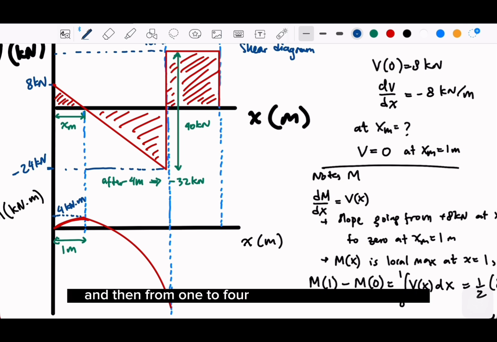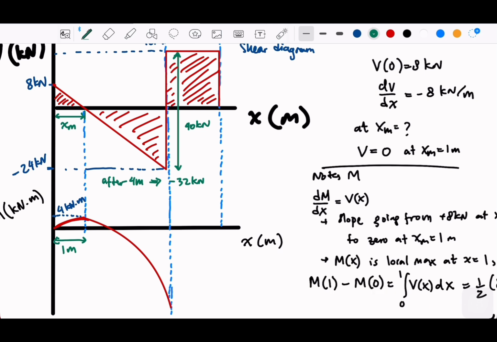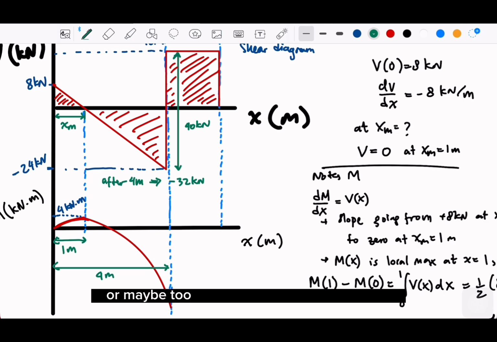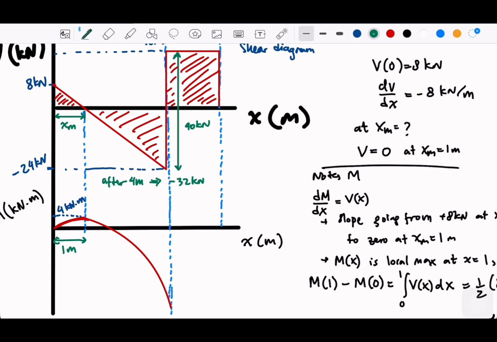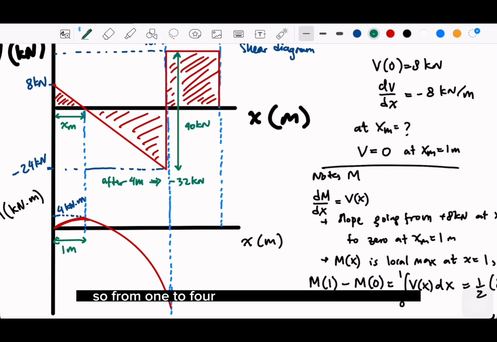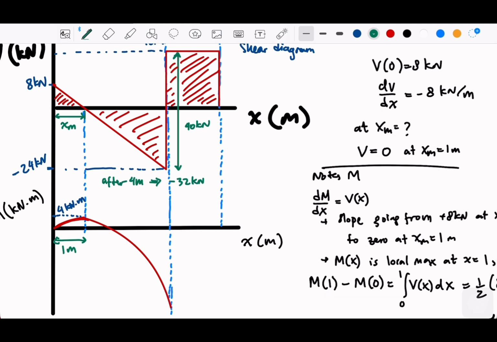And then from 1 to 4, so this is 4 meter, right? This is from 1 to 4. So the total is 4, right? Or maybe too many lines, not really good. Just get that one. So from 1 to 4, which is the blue vertical line, it's getting more negative, right? It's getting into the negative part here.